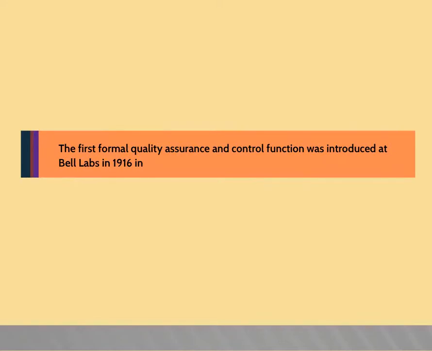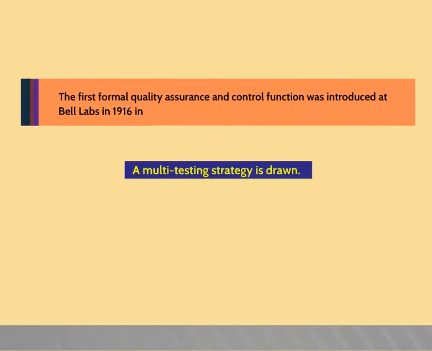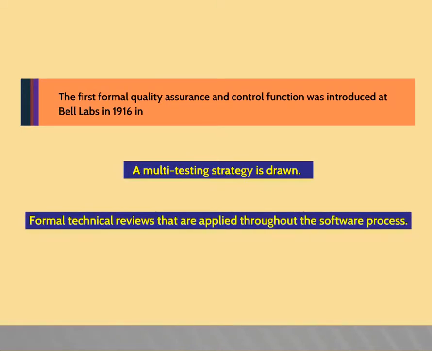The first formal quality assurance and control function was introduced at Bell Labs in 1916. In a multi-testing strategy is drawn. Formal technical reviews that are applied throughout the software process.